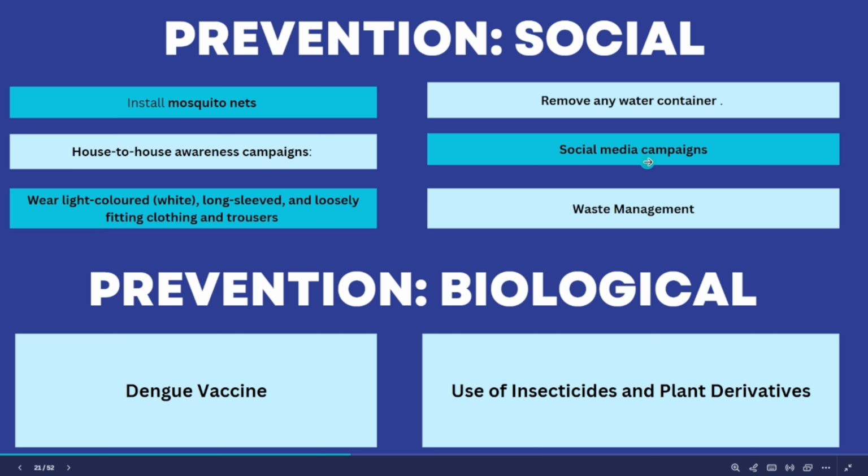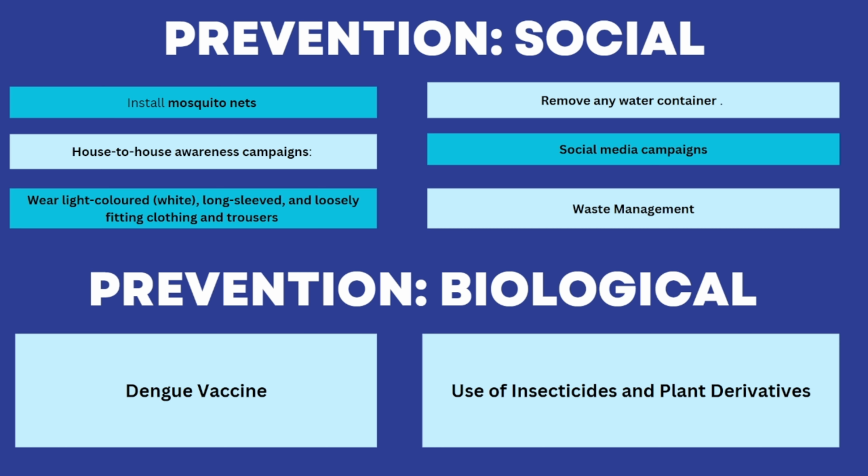Also the use of insecticide and plant-derived insecticide. This one is to kill the Aedes mosquito. If you want to be more natural, you can use a plant-derived insecticide instead of chemical insecticide, which is more environmentally friendly. For example, you can use plants like pine, plants from the milk, and aromatic plants that can kill insects as well.